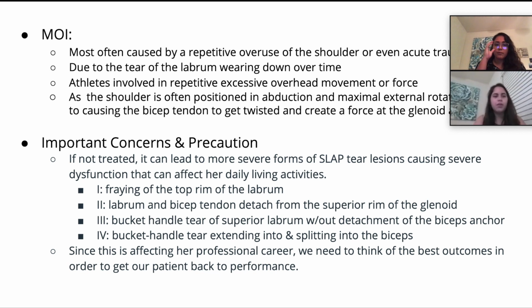Athletes are involved in repetitive excessive overhead movement or force, and the shoulder is often positioned in abduction and maximal external rotation. This causes the biceps tendon to get twisted and creates a force at the glenoid attachment. During these motions, the humeral head acts as a lever and leads to the tearing of the biceps tendon and labrum cartilage from the glenoid bone in the anterior to posterior direction.